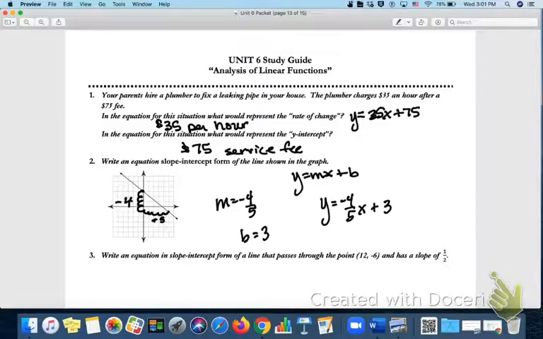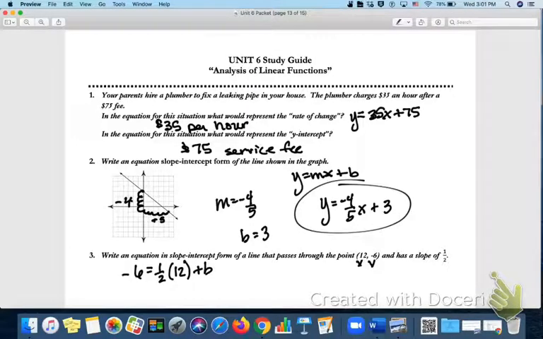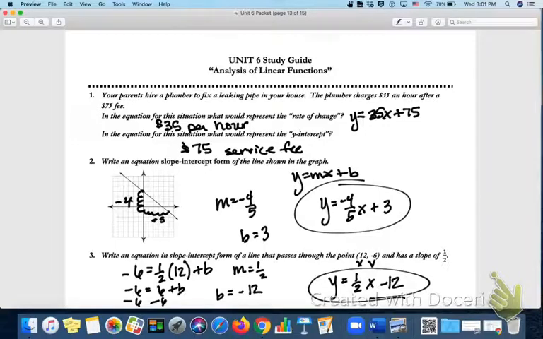Question 3. Write an equation in slope-intercept form of a line that passes through the point 12, negative 6 and has a slope of 1/2. So you're going to identify x as 12 and y as negative 6. Then our m, or slope, is half. I'm going to plug in what I know. Negative 6 equals 1/2 times 12 plus b, or negative 6 equals 6 plus b. If I subtract 6, that tells me that my y-intercept is negative 12. So when we rewrite that, we get y equals 1/2 x minus 12.